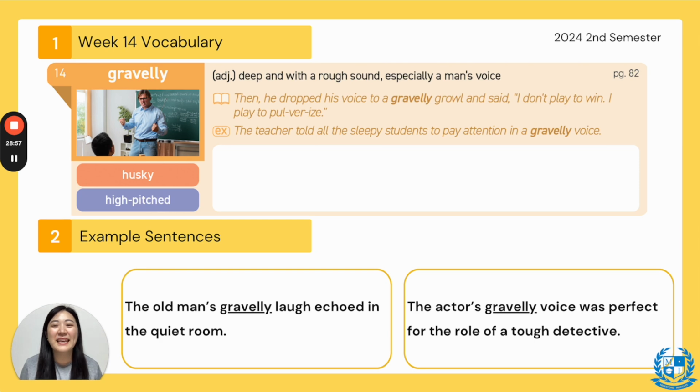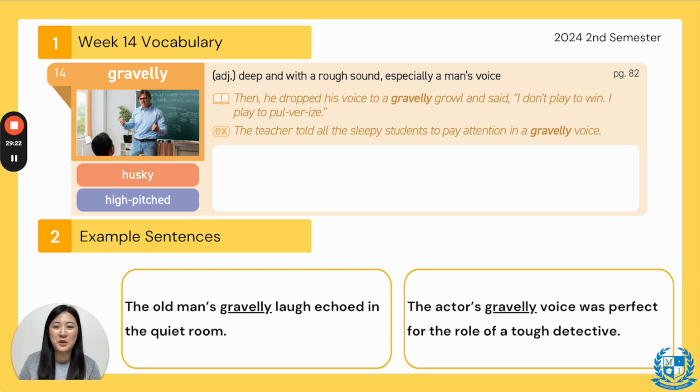Scary. Example, let's read together. 1, 2, 3. The teacher told all the sleepy students to pay attention in a gravelly voice. So what if people were sleeping in my class, I would not speak in a gravelly voice. Instead I would say, everybody wake up, and probably clap. But I guess here it just means to show that we're being very serious and kind of scary.